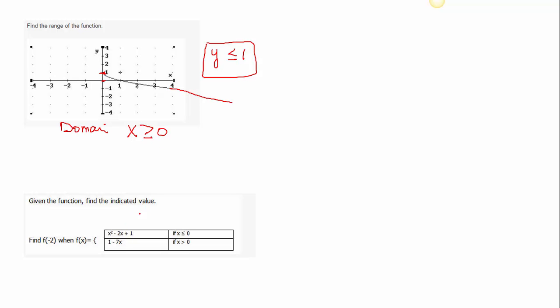Given the function, find the indicated value. What is f of negative 2? Notice that the function for x less than or equal to 0 is this one here. For x greater than 0 is this one here. But since negative 2 is less than 0, we would be using this function. So f of negative 2 is equal to x squared. Make sure you have negative 2 inside the parentheses and square it. Negative 2 times, make sure negative 2 is inside the parentheses, plus 1.